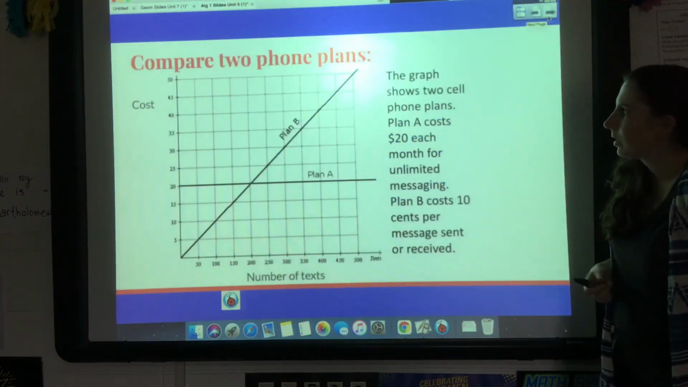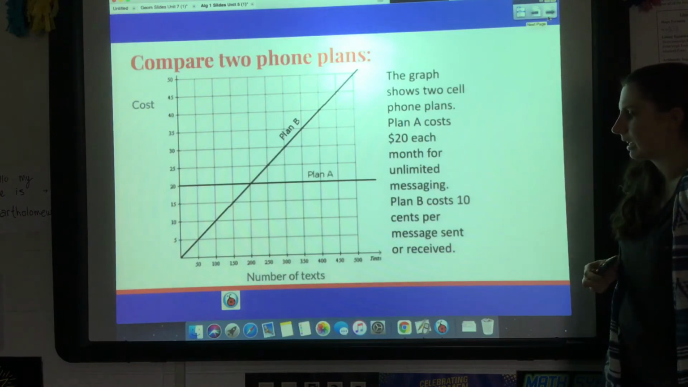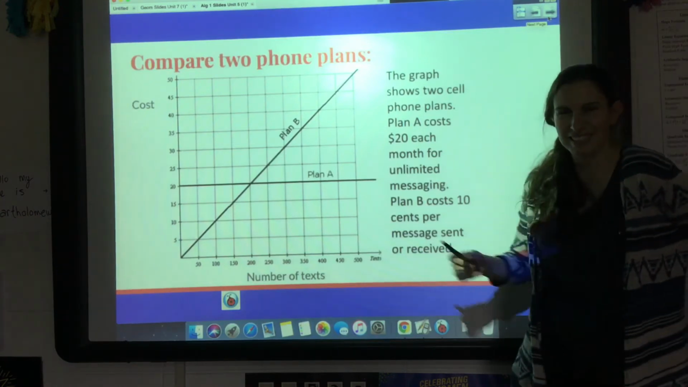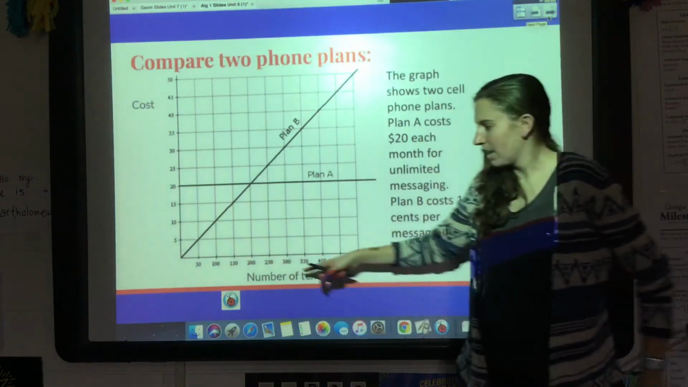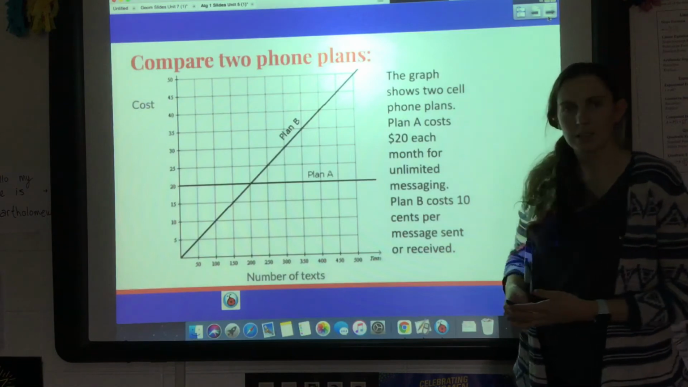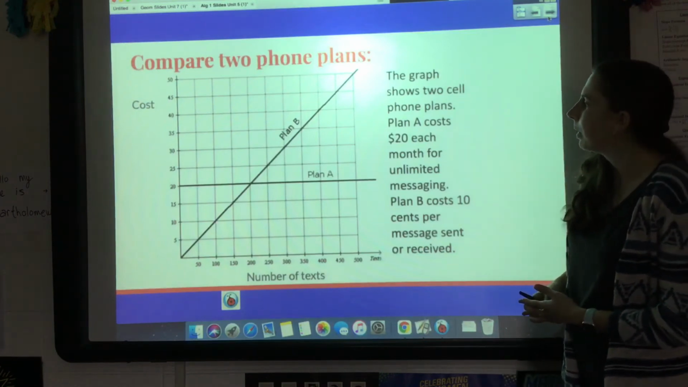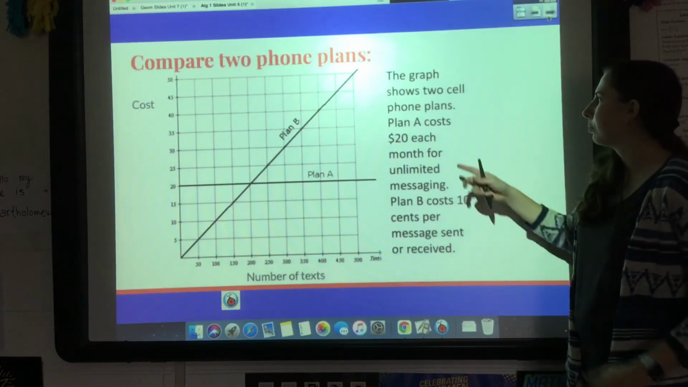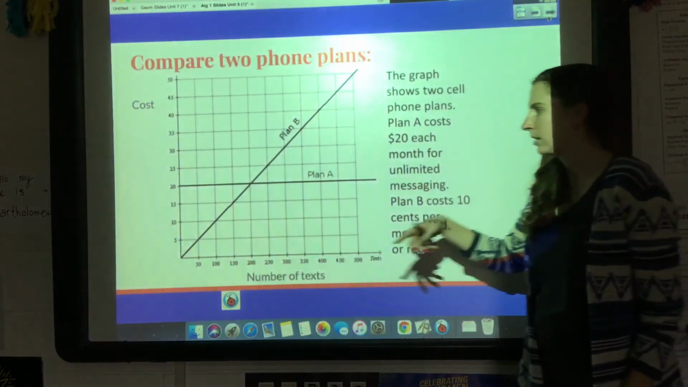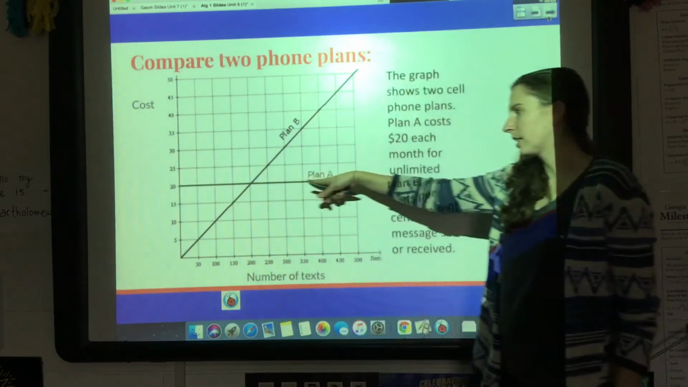Let's go ahead and compare these two phone plans. These are very old, back when you had to pay for the number of texts that you sent, which thank goodness we don't do anymore. But plan A costs $20 each month, unlimited texts. So it's just a flat $20.